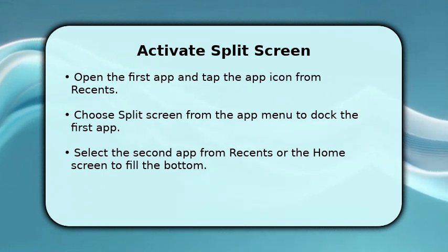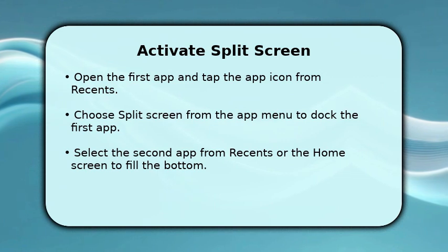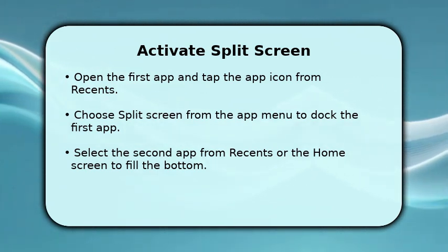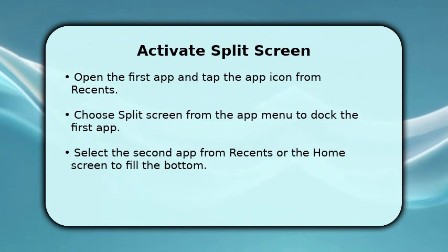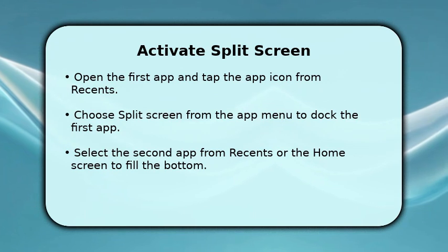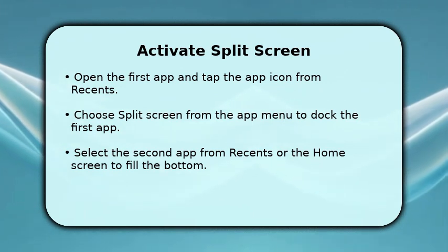Select the second app from Recents or the home screen to fill the bottom. If the second app is not compatible, choose another compatible app instead. The split layout activates instantly, and both apps become interactive for multitasking.